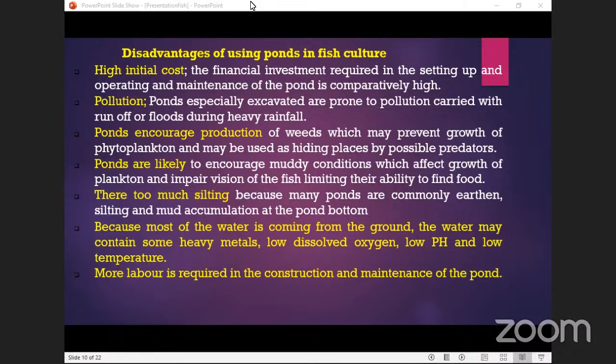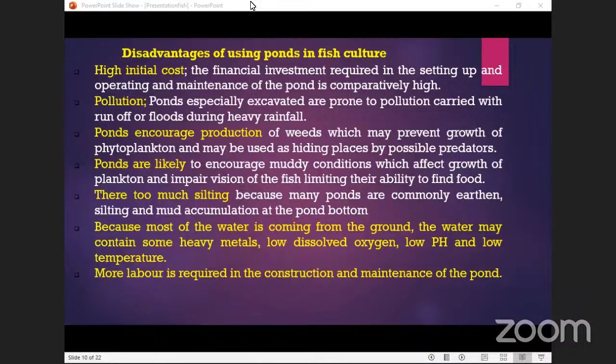Ponds are likely to encourage muddy conditions, which affect growth of planktons and impair vision of the fish. Too much mud inside the bottom of the pond can easily spoil the eyes of fish. And the fish will not be able to see food, even if you put it there. Hence, that automatically leads to death of the fish. There is too much silting because many ponds are commonly earthen. Silting and mud accumulation at the pond bottom.